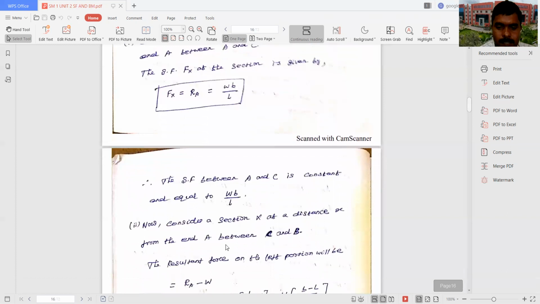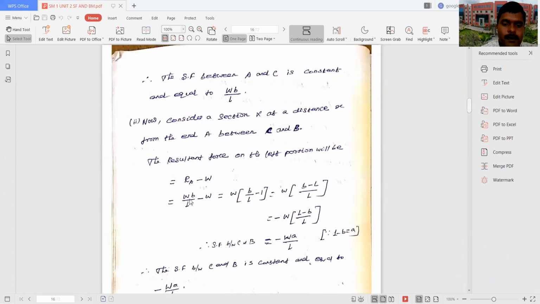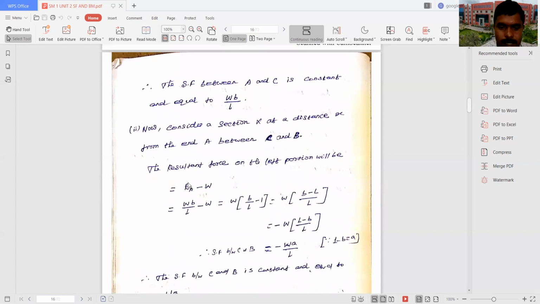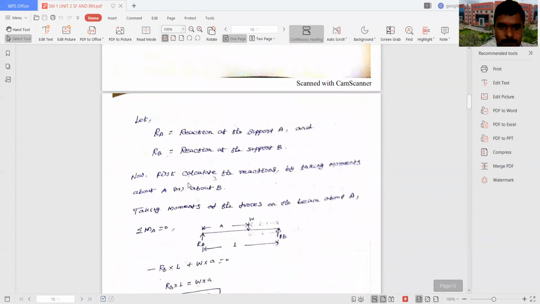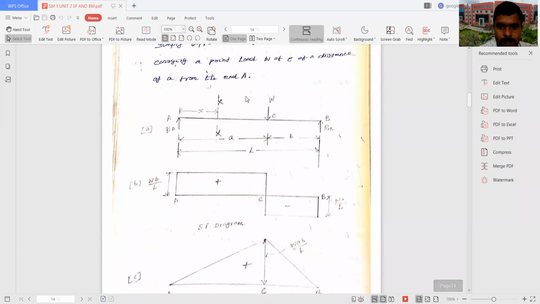Similarly, now consider the section XX at a distance of X from the end A between C and B. Therefore, you can see the diagram, can understand. So here I'm taking section between A and C. So shear force value is RA, that is WB by L. So it will go upward. Again, between A and C, there is no any force, constant up to this point.